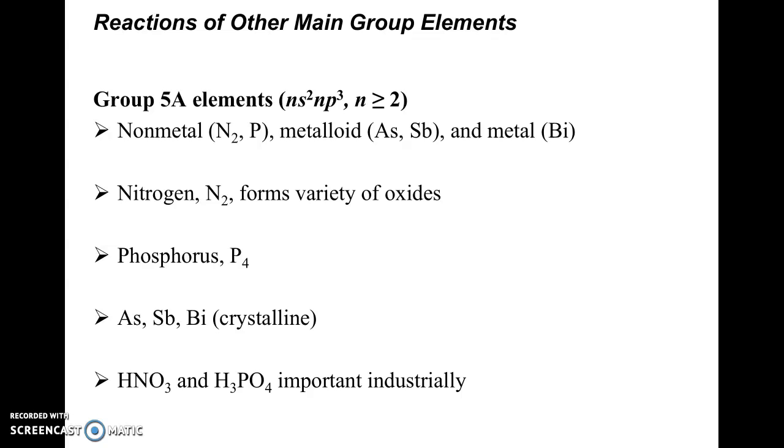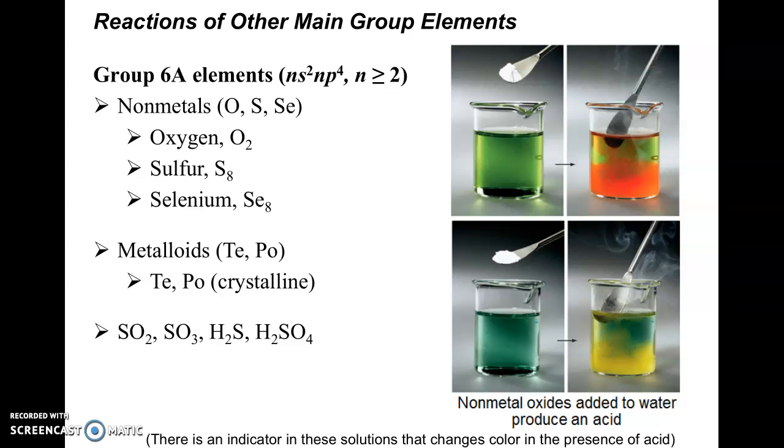Phosphorus in its natural form is a P4. And the other 3 that are listed here are all crystalline. And there's just a note here that the acid that nitrogen and phosphorus make are extremely important ones, nitric and phosphoric acid. All right, then we go to group 6A, and these are all nonmetals.